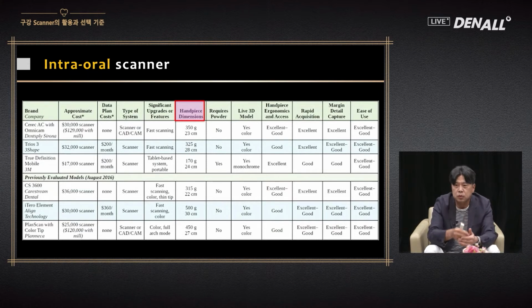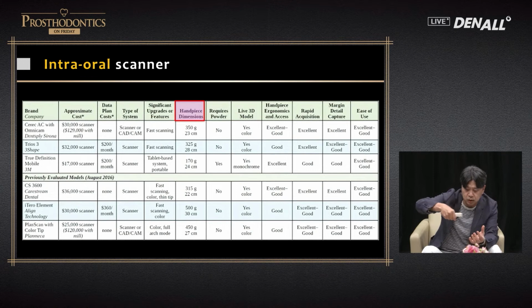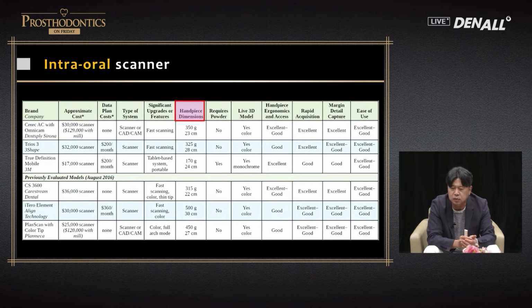There are many items, and this is not my slide. It's from the internet. If a scanner is too big or too heavy, it is hard to handle. It is important. The scanner is held by a male. If it feels heavy, you need to hold it like this in this posture for 2 to 3 minutes. It would be difficult. And the hygienist would do the scanning. So if a female staff feels it is very heavy, it's not good. So as a rule of thumb, it should be less than 500 grams.